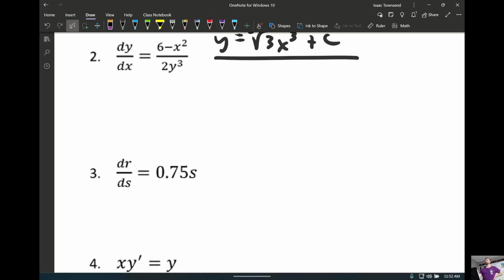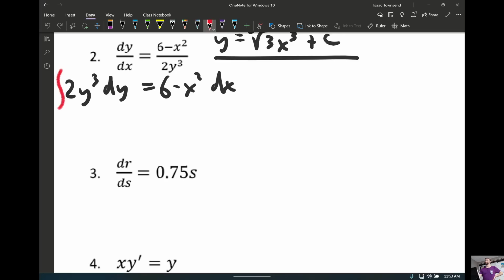So before I can integrate both sides of this, I need to separate the variables. So let's multiply both sides by 2y cubed. That gets all the y stuff on one side. And multiply both sides by dx. That gets all the x stuff on one side. The purpose of this method, separating the variables, is that since there's only y stuff on the left, it makes it easy to integrate. It makes the right side easy to integrate because it's only x stuff. And to integrate one side, you have to integrate the other side. You've got to keep it balanced.